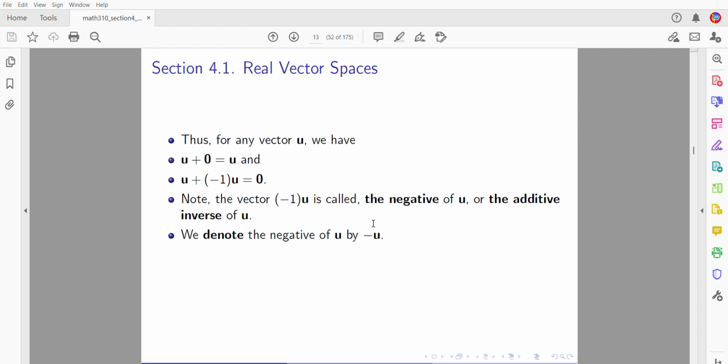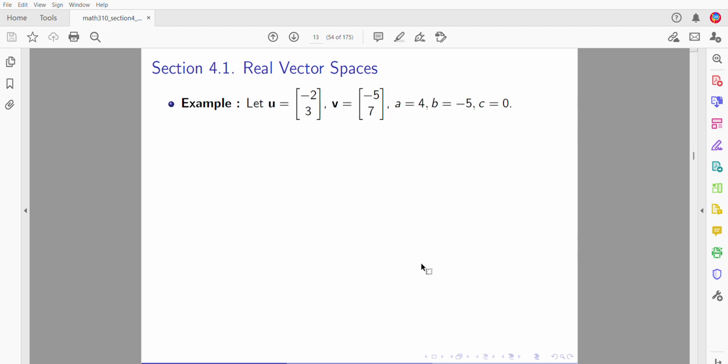We denote the negative 1 times u by negative u. So notice this is a notation. The difference between v and u is v plus negative u. It is denoted v minus u. Okay, let's continue with the examples in our next video.